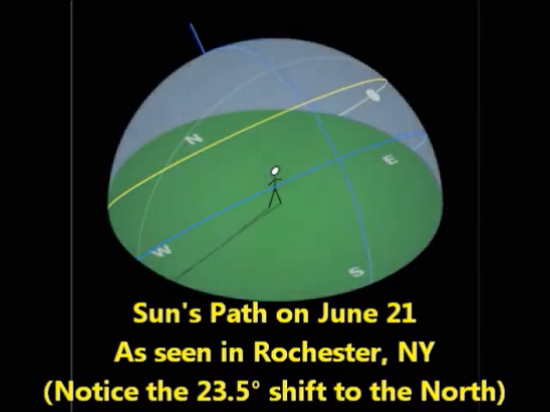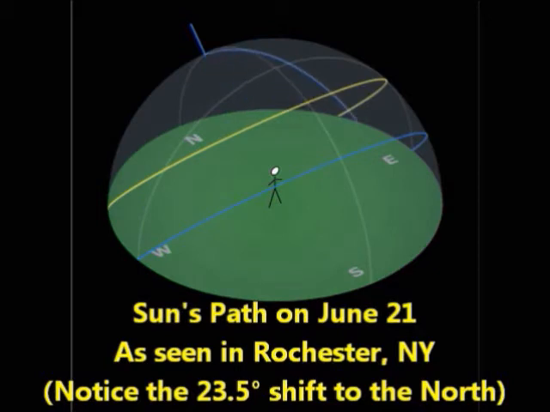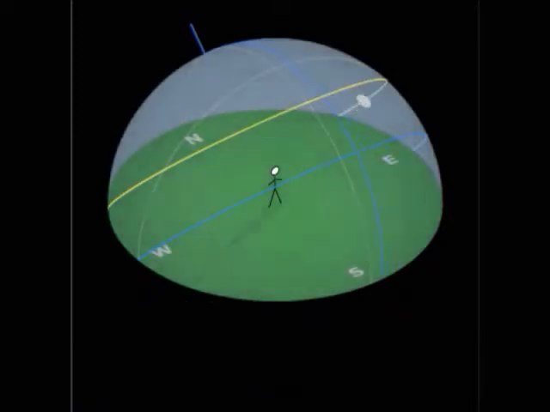At solar noon, the sun will be 23.5 degrees higher in the sky, and the sun will set 23.5 degrees north of west. Also, notice how long the sun is in the sky. This is why days are longer in the summertime.